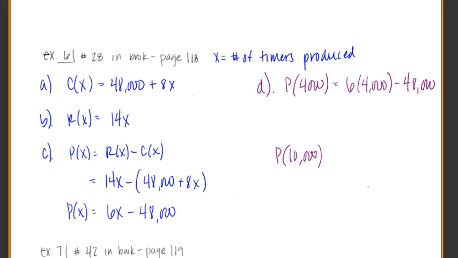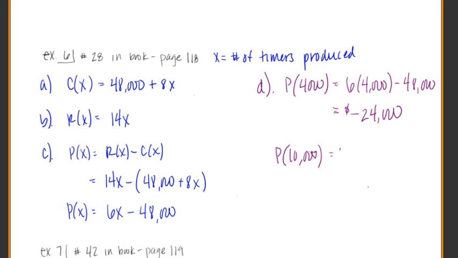The profit at 4,000 would be 6 times 4,000 minus 48,000. So if we have 24,000 minus 48,000, then it's a negative 24,000. Ooh, that doesn't look so good, does it? What that definitely means is they did not make a profit. This company does not want to sell only 4,000 timers. It needs to sell a lot more than just 4,000 timers in order to break even or make a profit.